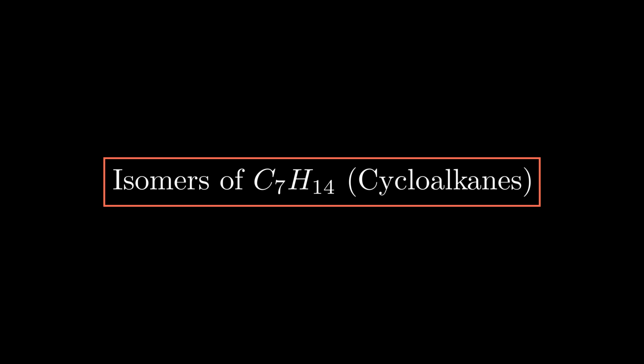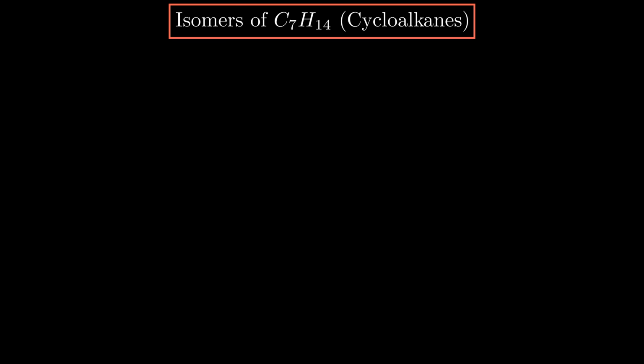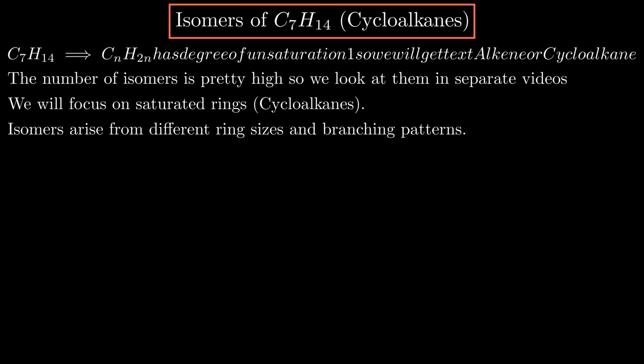Cyclic isomers of heptane, C7H14. The formula C7H14 indicates 1 degree of unsaturation. In this video, we will focus on the saturated ring structures, known as cycloalkanes. Isomers will arise from different ring sizes and various branching patterns. We have a separate video for the alkene isomers without ring in the link below.